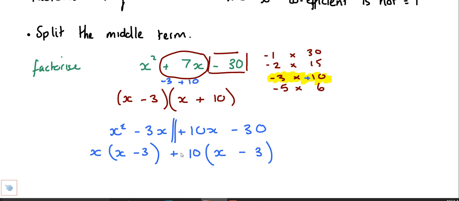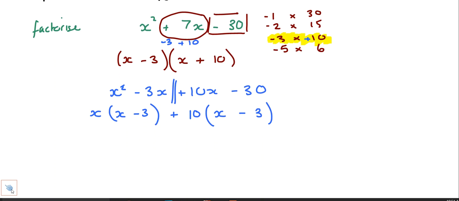Now this is also an important skill for you to understand what you're doing. I am now going to factorise a second time. Are you going to do the x minus 3, since that's a factor? Yes. So what's the common factor now? It's x minus 3. So I'm going to take the x minus 3 out, and I'm left with the x plus 10.